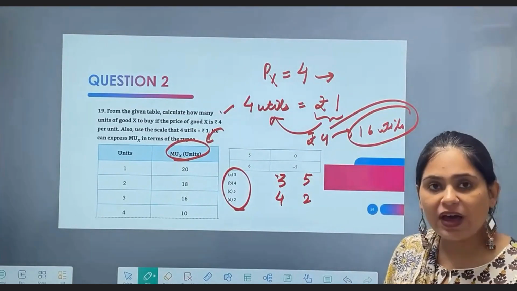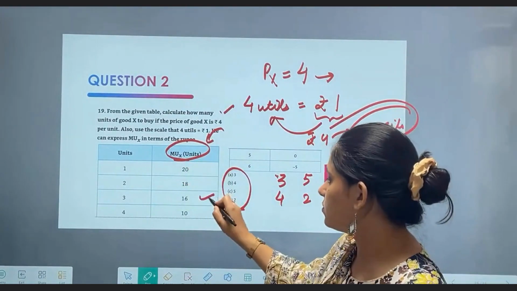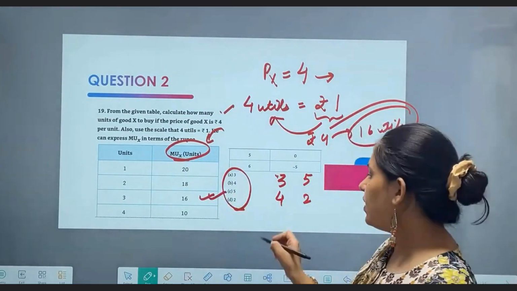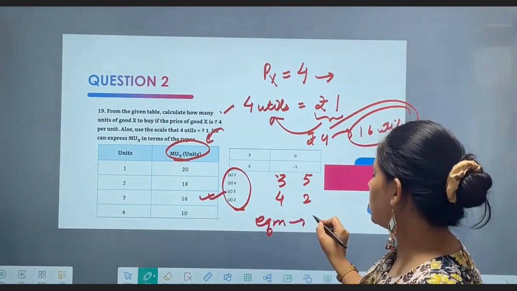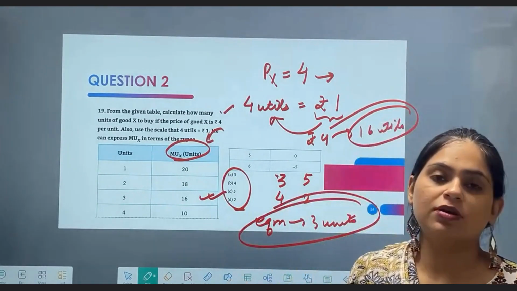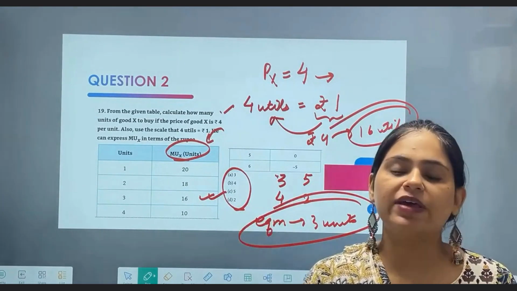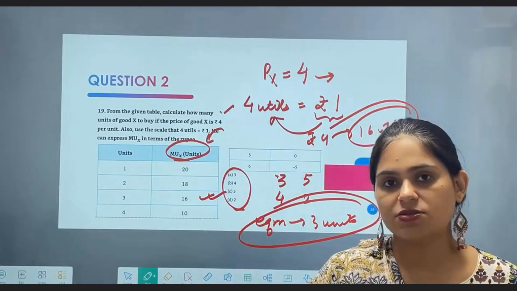Right? Now where exactly am I getting marginal utility exactly equal to 16? Ma'am, here. So what will be my equilibrium quantity? 3 units. So you see, this is such an easy question. But it's just asked in a tricky way and you should be able to solve this.